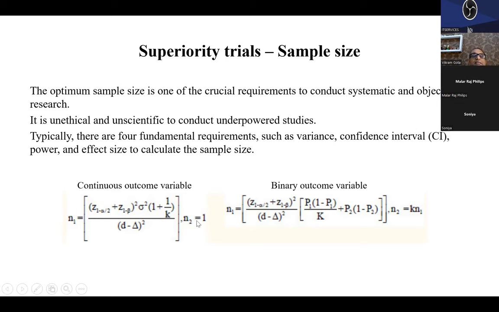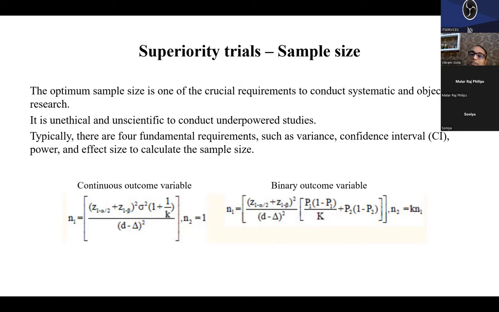And the sample size equations are slightly different if it is a continuous variable. Like if you're looking at difference in height or difference in weight between the two intervention groups, that is a continuous outcome variable. Or if you look at a binary outcome like response rate, the sample size equation that you use is slightly different. But essentially, these are the four inputs.